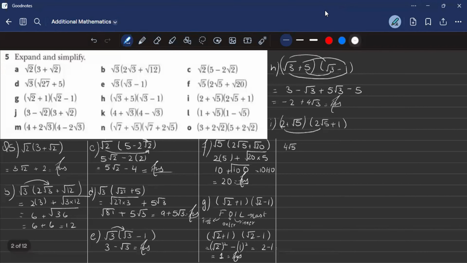So now first value done, outer values. First outer value is 2 multiplied by 1. So it's basically plus 2. Inner value is plus under root 5 multiplied by 2 under root 5. So this is going to be equals to 5 and 2 multiplied by 5, because under root 5 multiplied by under root 5 is 5. Simple. And then the last value is plus under root 5. Now we are going to add this up. 4 under root 5 plus under root 5 is 5 under root 5, plus 2, 5 2s are 10 plus 2 is 12. So 5 under root 5 plus 12 is your answer for part I.